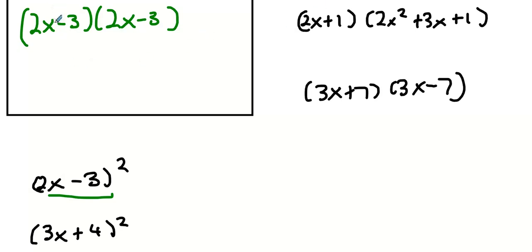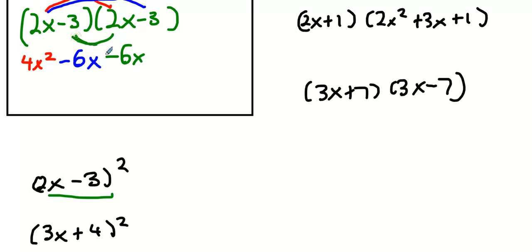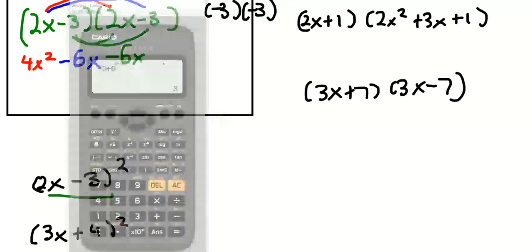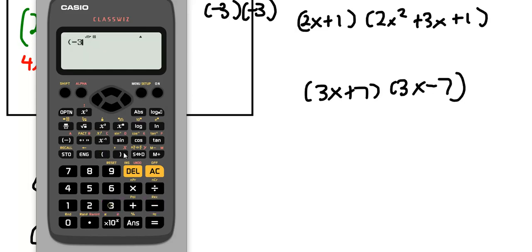All right, guys. G, go for it. 2x by 2x. Okay. 2x by minus 3. Okay. Minus 3 by 2x. Minus 3 by minus 3. Minus 3 multiplied by another minus 3. Check your calculator if you're not sure. Plus 9.